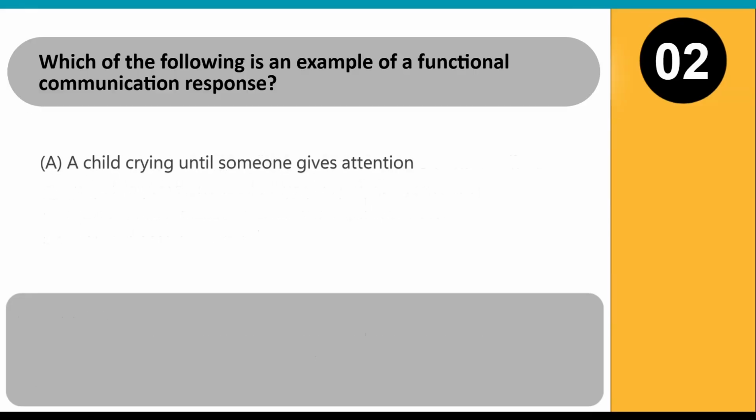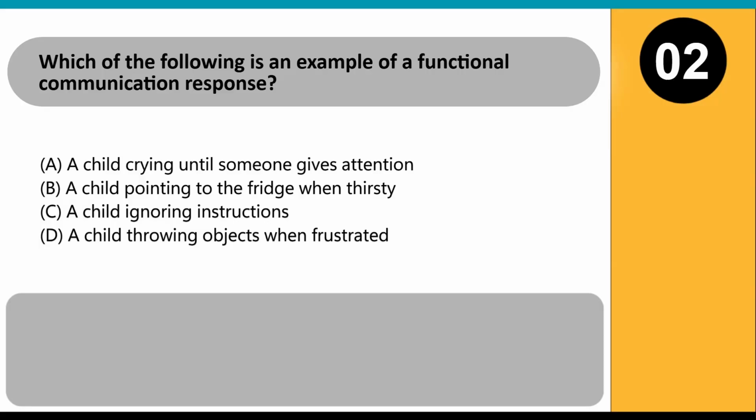Which of the following is an example of a functional communication response? A. A child crying until someone gives attention. B. A child pointing to the fridge when thirsty. C. A child ignoring instructions. D. A child throwing objects when frustrated.